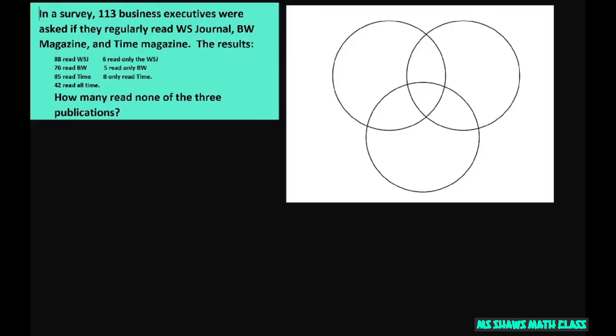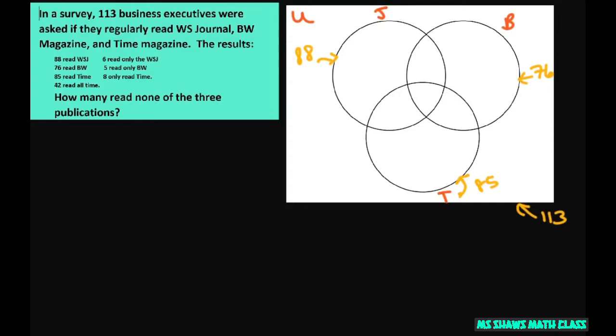Let's call this first circle the Wall Street Journal. I'll call that J. Business Week I'll call B. And T is the Times. The universal set here is a total of 113. Now, the Journal's total is 88. Business Week is 76, and the Times is 85. So I'll draw an arrow there, 85.